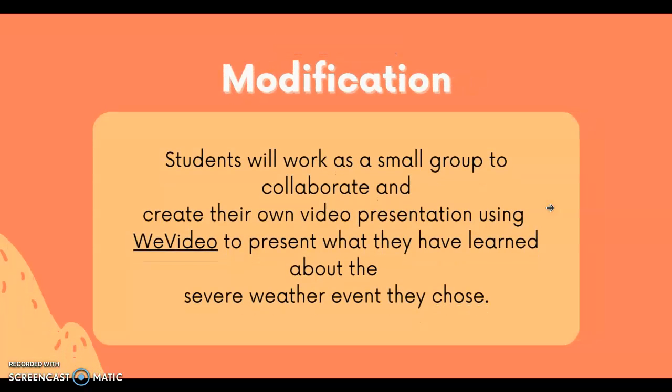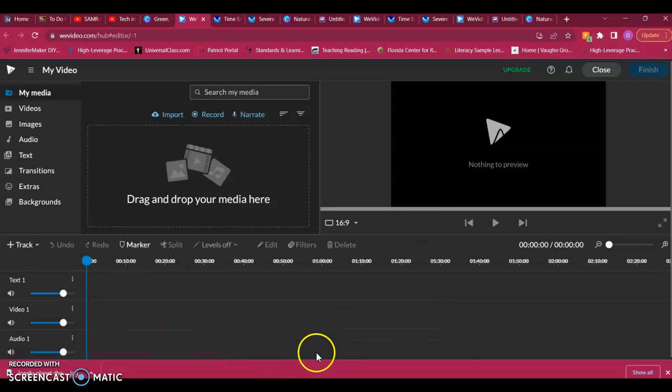With modification, we are starting to transform those tasks. So students will work as a small group to collaborate and create their own video presentation using WeVideo to present what they have learned about the severe weather event they chose. So if they choose a tornado, they would go to WeVideo, and I included a visual here so that you could just see where they would start from. So they would create media here about tornadoes and the information that they learned and how it impacts communities and their environment.